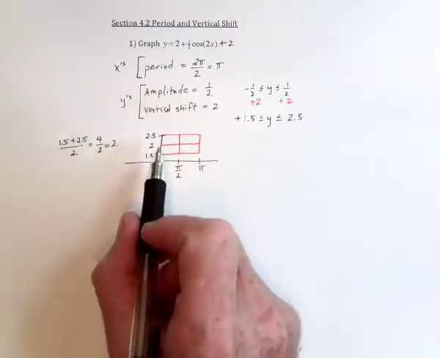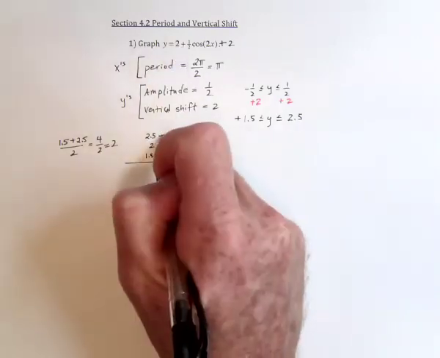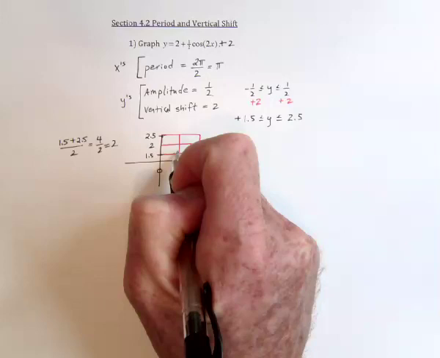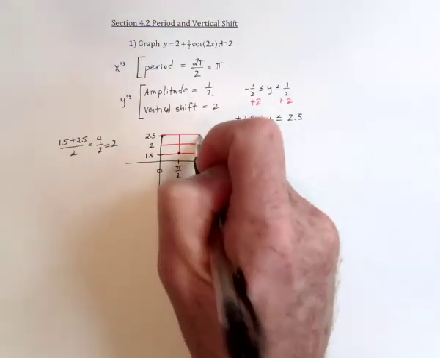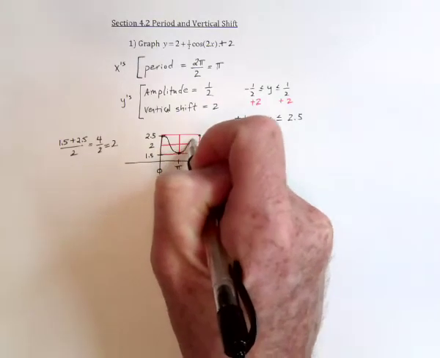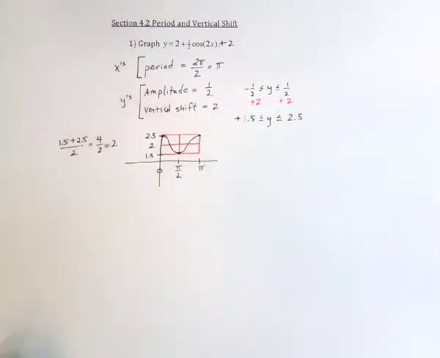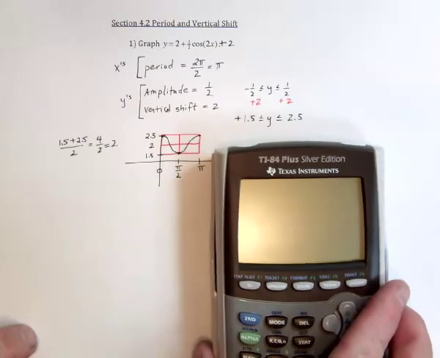So now we just need to draw cosine in here, and it's positive cosine, which starts at the top. By the time it's in the middle of the graph, it's at the bottom, and then it goes back up. So it's going to be like this. And then of course I'd like to graph it and double check.